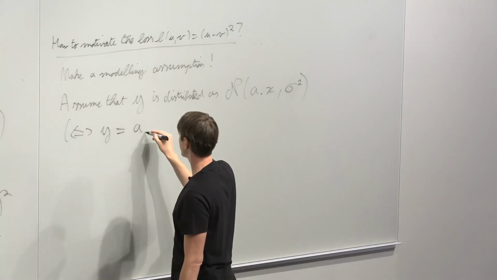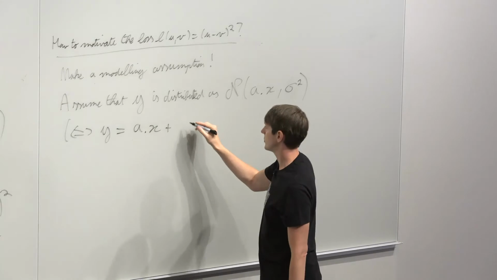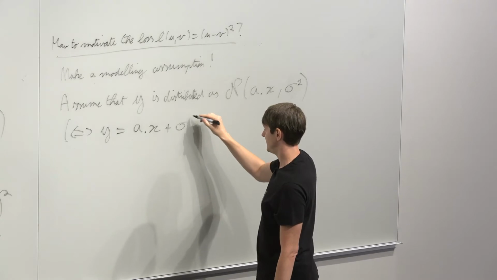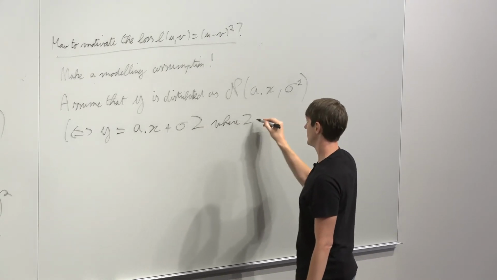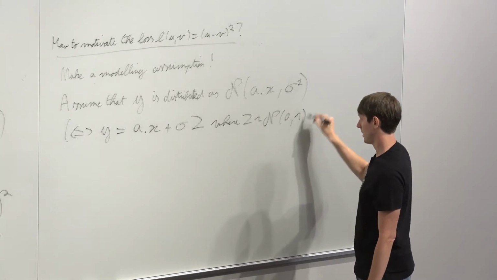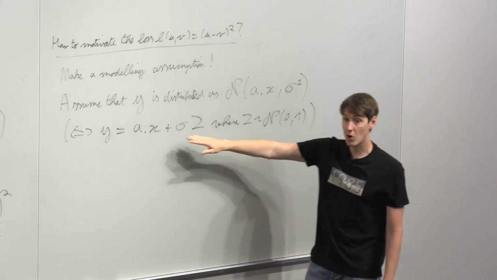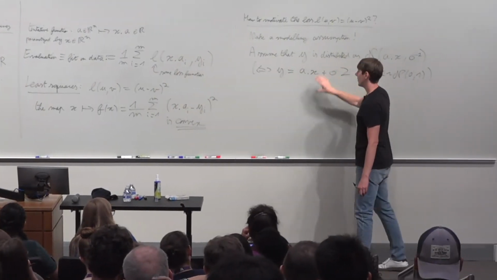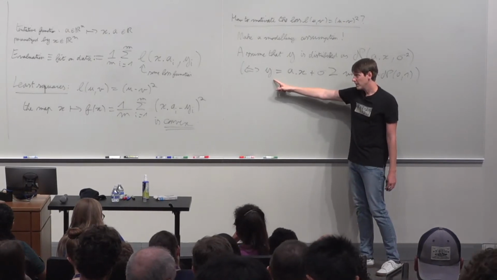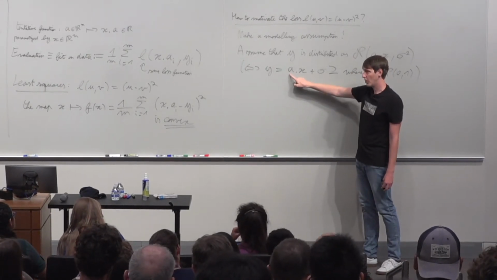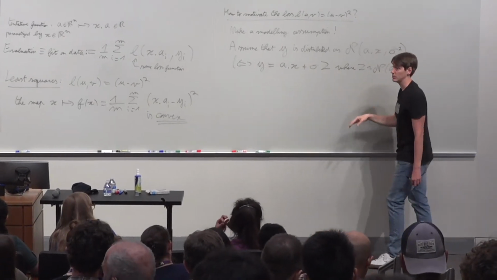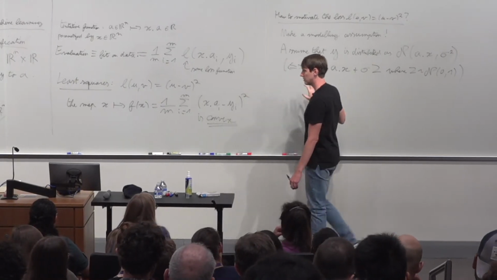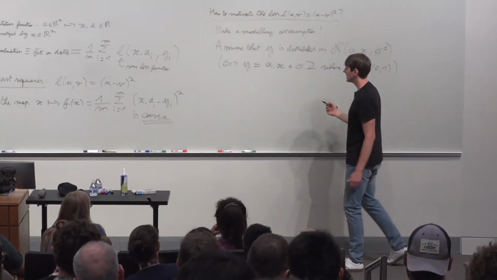Y is equal to a dot x plus a Gaussian term, let's write it like this, sigma z, where z is an N(0,1). So this is my linear model. You see, this is linear regression. This is a linear model where I assume that my response variable y is a linear function of my input variable a up to some noise term. And when you make this linear model, you immediately get linear regression out of it. So what is the likelihood?